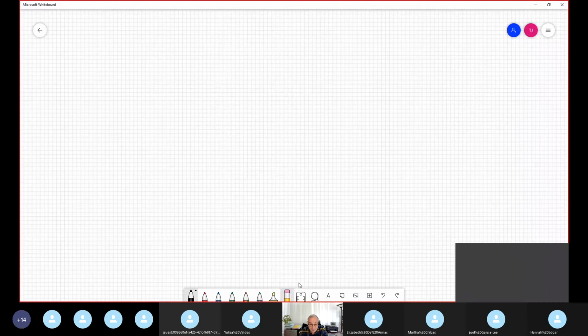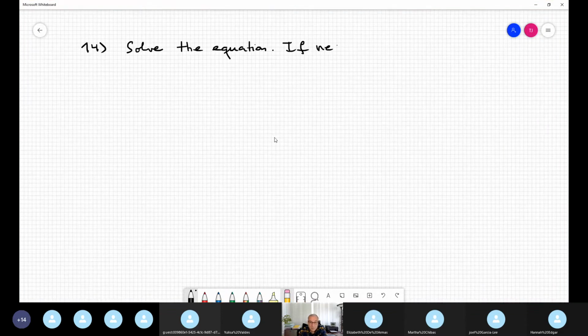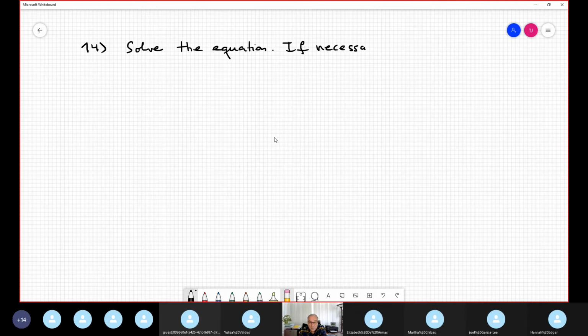What is the complicated part? The exponential equation. Okay, in this case 14, for example, 14. Solve the equation, and if necessary, round to thousandths.